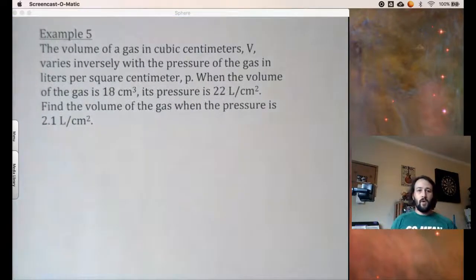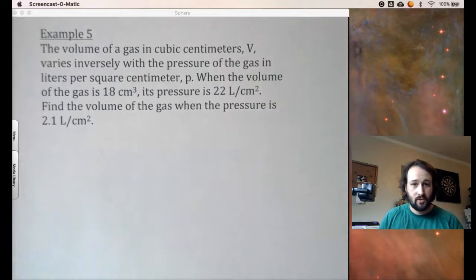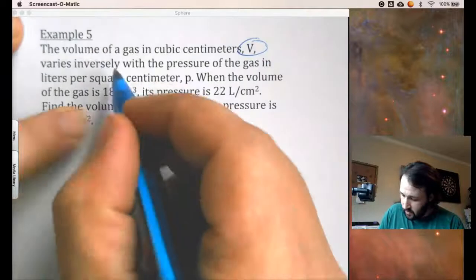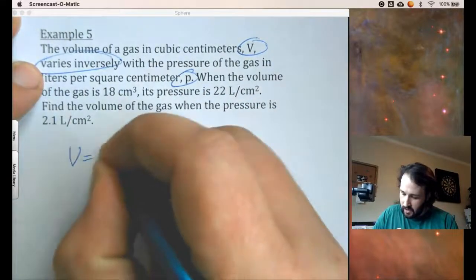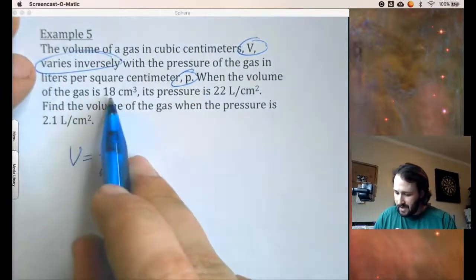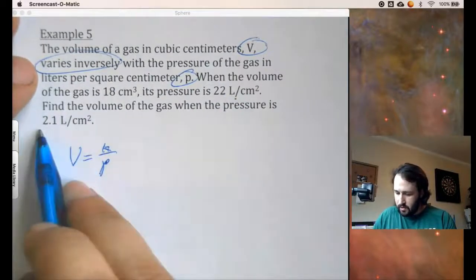All right. Volume of a gas in cubic centimeters, V, varies inversely with the pressure of the gas, P. So we have volume V varies inversely with the pressure P. So I know I have V equals K over P. When the volume of the gas is 18, the pressure is 22. Find the volume of the gas when the pressure is 2.1.